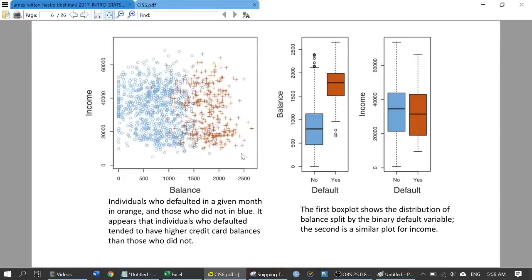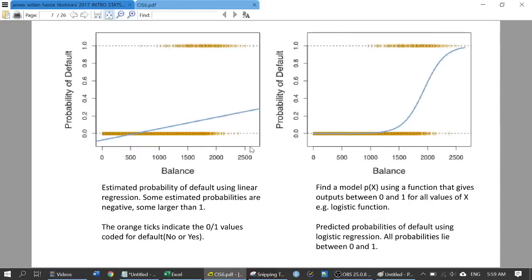So now we look at this balance of 2,500 and we go back to here. If you put a straight line here, you can see that those with a credit card balance above 2,500 almost exclusively consist of defaulters. None of them are non-defaulters. All of them are orange. So how can you say that this person will have only a 30% probability of being a default? So this is a problem with the linear regression.